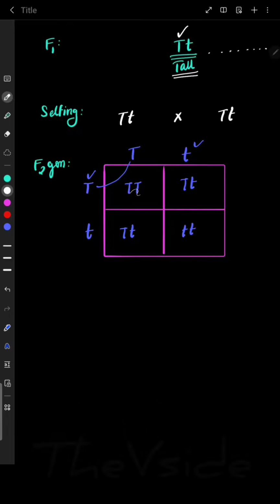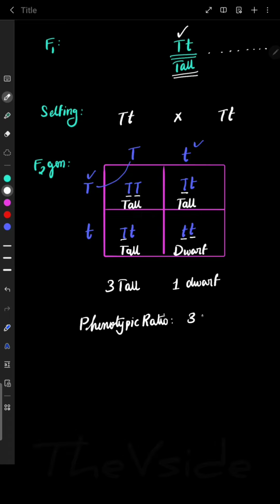Since we have both the alleles as dominant, this plant will be a tall plant. We have one dominant, then also it will be a tall plant. Here also one dominant, it will be a tall plant, but here both are recessive, that is homozygous recessive condition. This will be dwarf. From this, since we've got 3 tall plants and 1 dwarf plant, we can write the phenotypic ratio as 3:1.